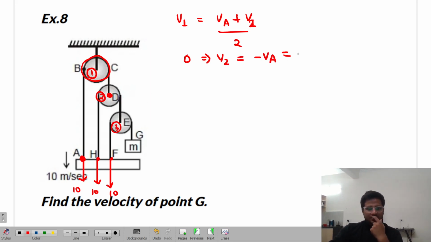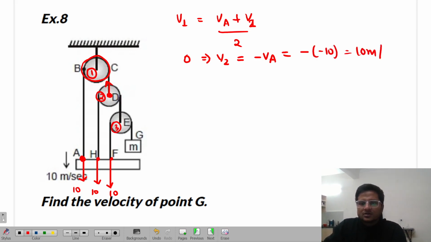If it is 10, then let us consider that V of D is going upwards. So now if you look over there, V of A is downwards. So basically it will be minus of minus 10. That becomes how much? 10 meter per second. Are you able to get me or not? Just assuming that. Is that clear? So that our sign convention matches. That's the rule, sign convention should match. Is that clear?